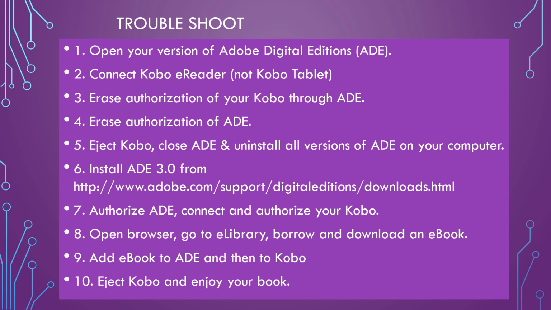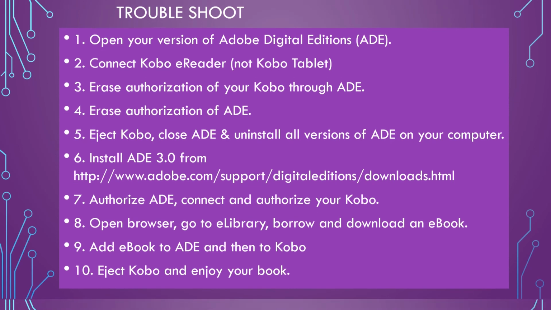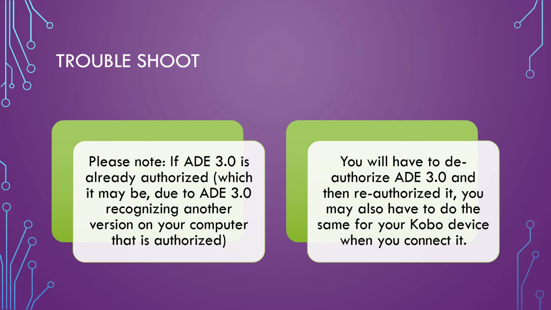Authorize ADE. Connect and authorize your Kobo. Open browser. Go to the eLibrary, borrow and download an ebook. Add your ebook to ADE and then to Kobo. And final step, eject Kobo and enjoy your book. Please note, if Adobe Digital Editions 3.0 is already authorized, which it may be due to ADE 3.0 recognizing another version on your computer that is authorized, you will have to deauthorize ADE 3.0 and then reauthorize it. You may also have to do the same for your Kobo device when you reconnect it.